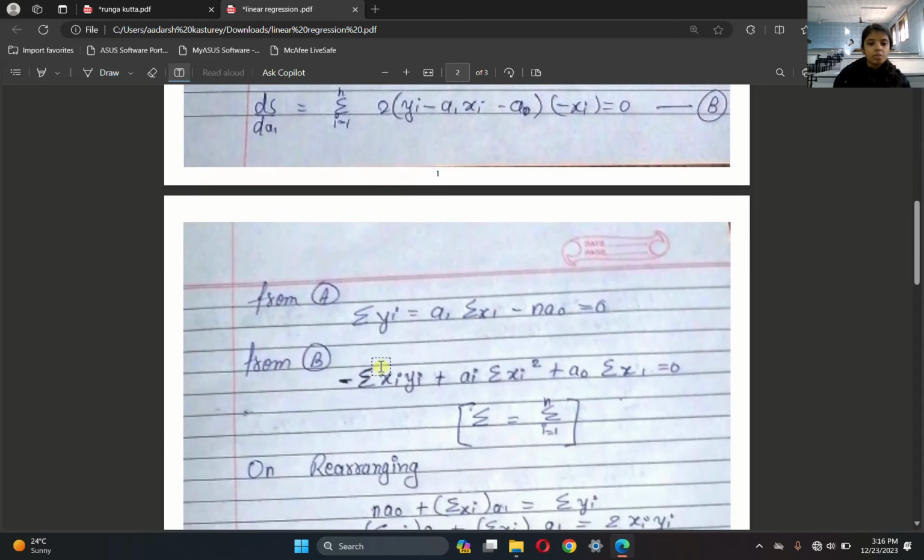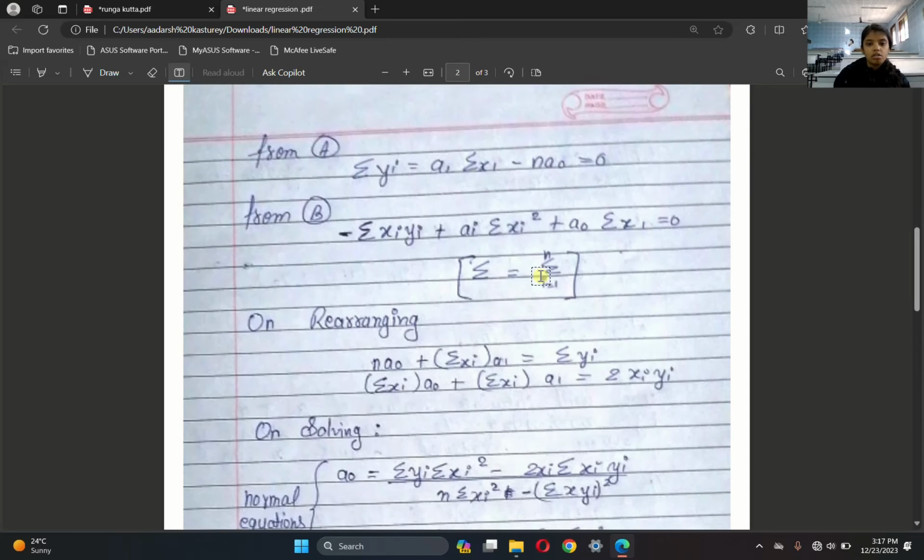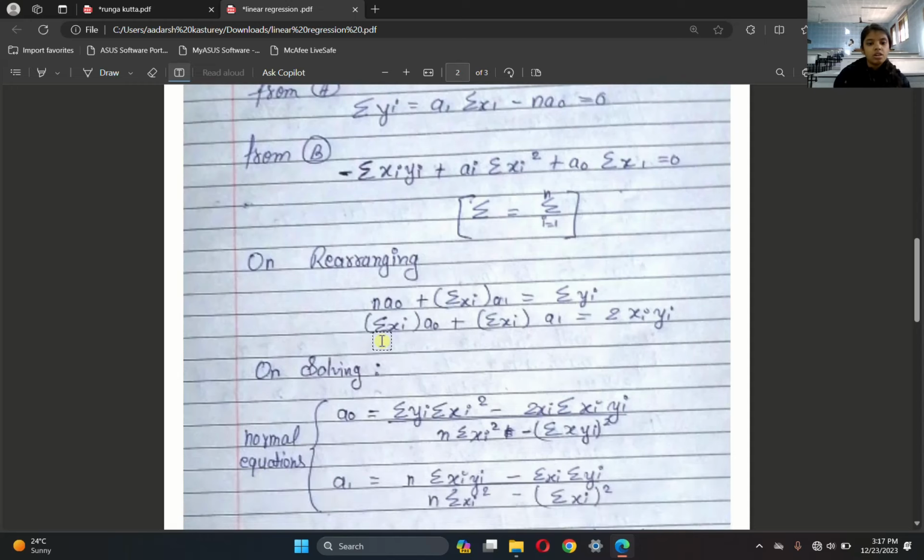From A, summation yi minus a1 summation xi minus n a0 is equal to 0. From B we get minus summation xi yi plus a1 summation xi square plus a0 summation xi is equal to 0, where summation is from i = 1 to n. On rearranging this, we get n a0 plus summation xi a1 is equal to summation yi. Then summation xi a0 plus summation xi square a1 is equal to summation xi yi.